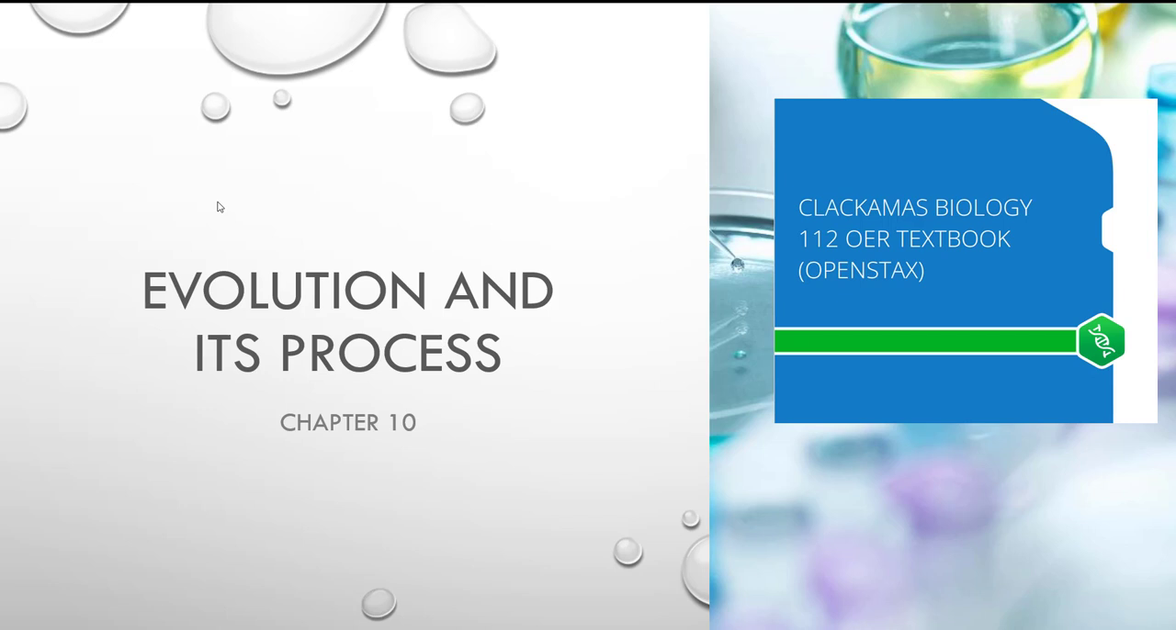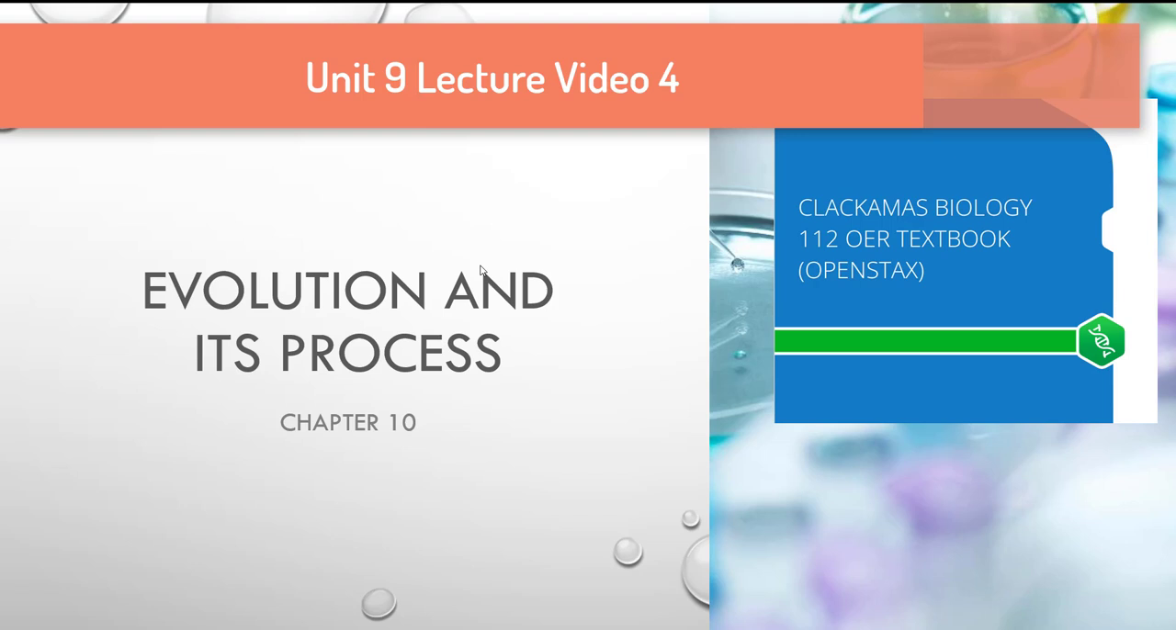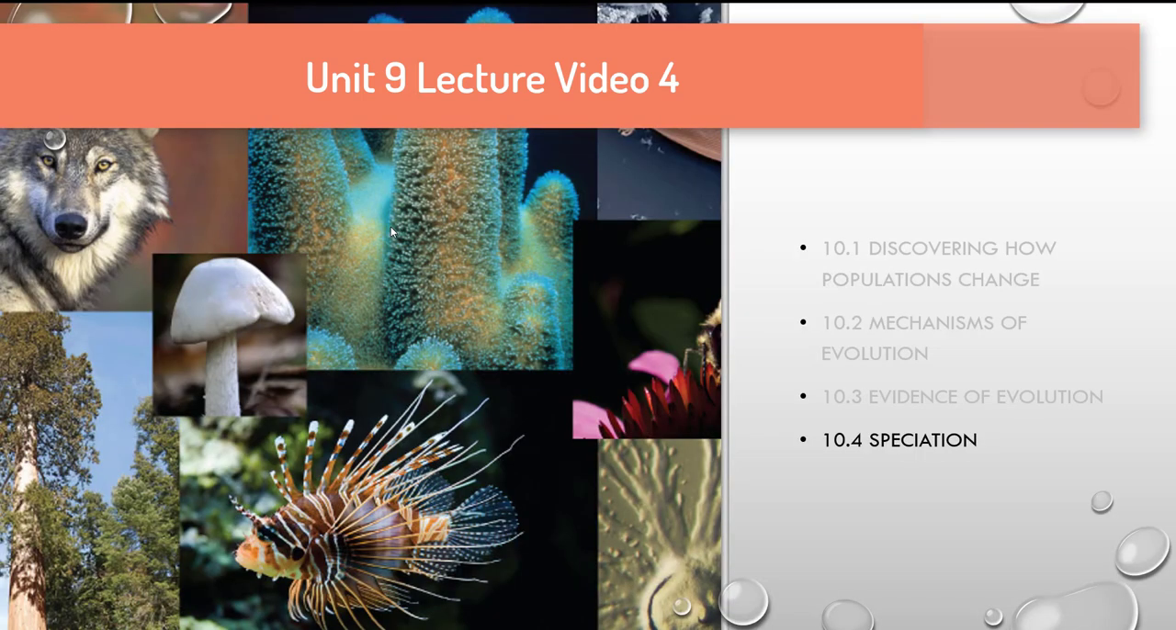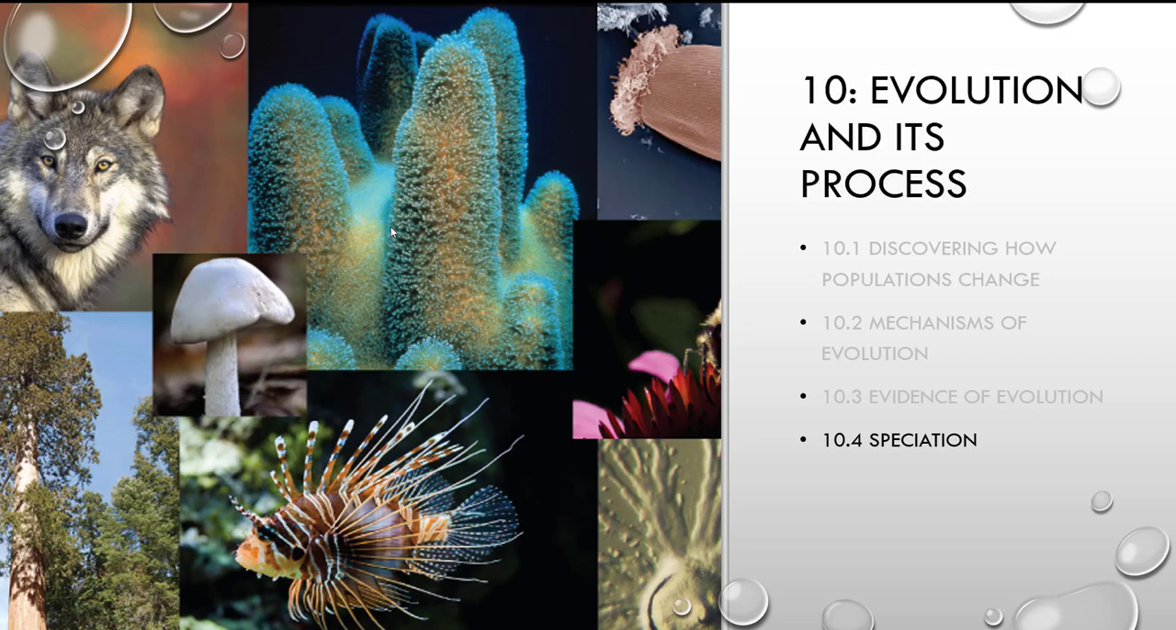So welcome back. We're going to finish off chapter 10 on evolution and its processes. In our final section of chapter 10, we're going to learn about speciation. So how do we end up forming these new species?